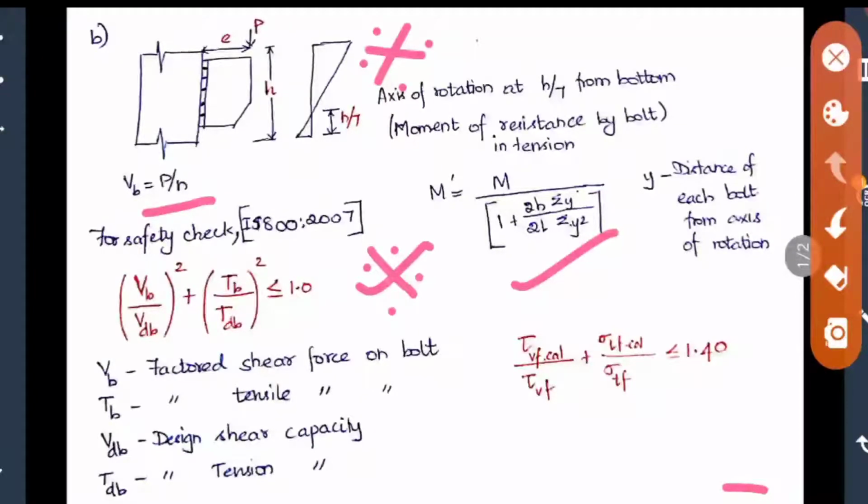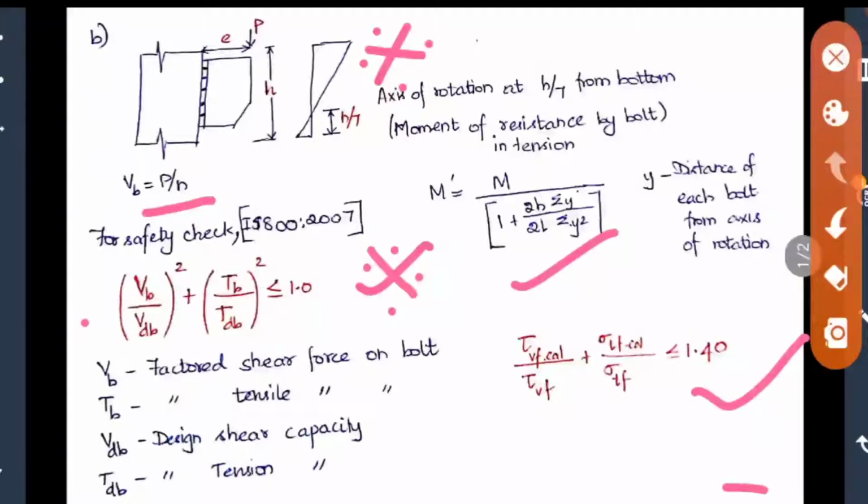Okay, so here, due to this axis of rotation, the moment is occurring in the plane perpendicular to the shear plane. So due to these reasons, this member will be subjected to both shear and tension also. Okay, so this is also an important point. This formula is based on the LSM, limit state method, and I have given another formula here.